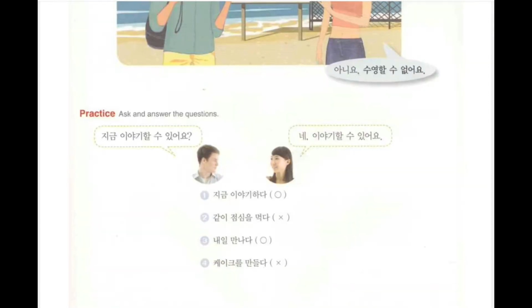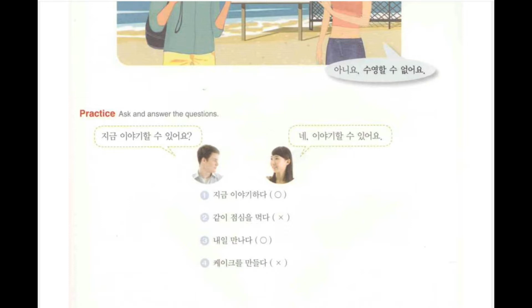Let's practice now. You're going to ask and answer the questions at the same time. 자, for example, number one. 지금 이야기하다. To talk now. Then you want to ask, can you talk now? 어떻게 말해요? 지금 이야기할 수 있어요? 말해요. Very good. Then there's yes, isn't it? Then how would you answer? Yes, I can talk now. 네, 이야기할 수 있어요. 말해요. Very good.